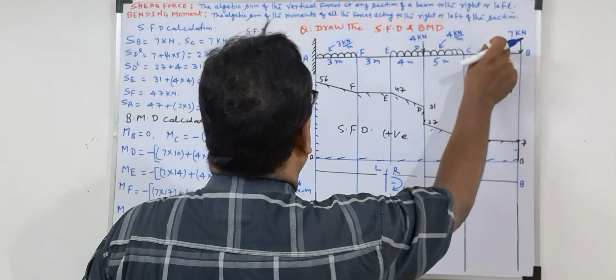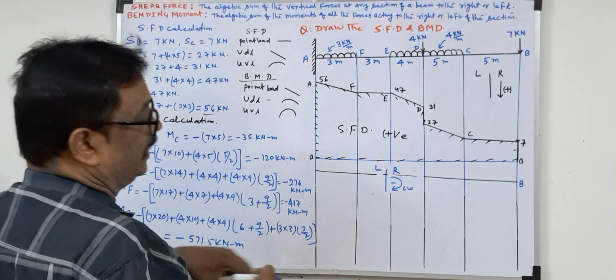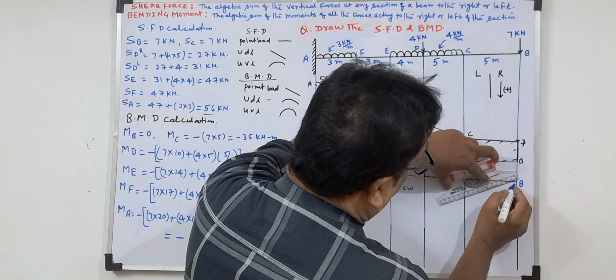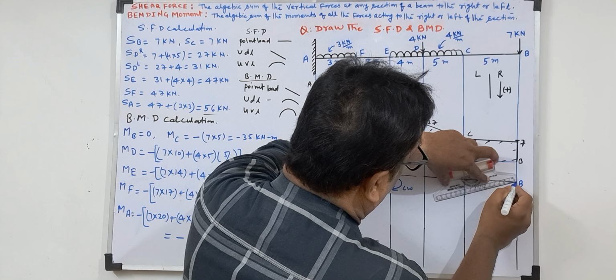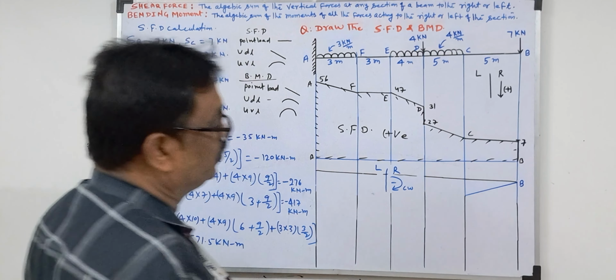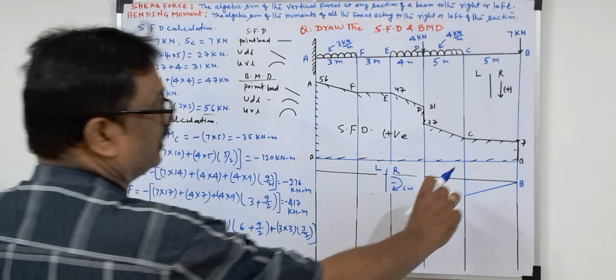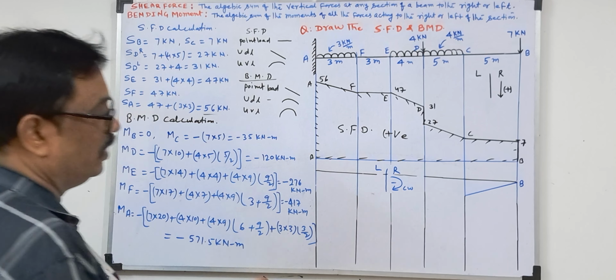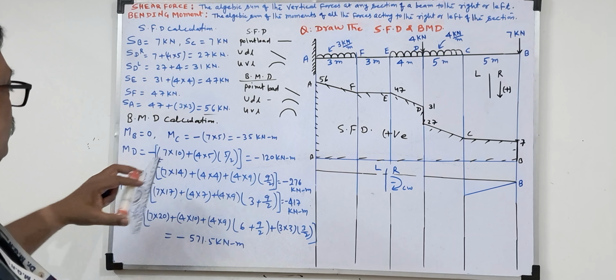What is there? Point load only. For a point load, the bending moment is an inclined line. So draw the inclined line from this part. Draw the inclined line according to the space you have. No need to measure this lengthwise. According to the space you have to draw.